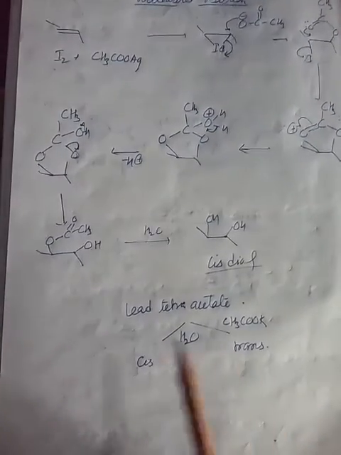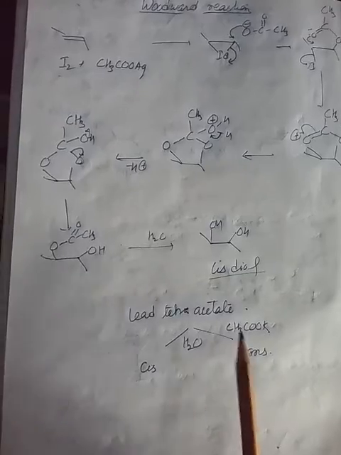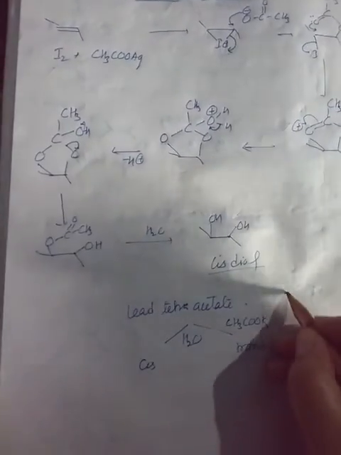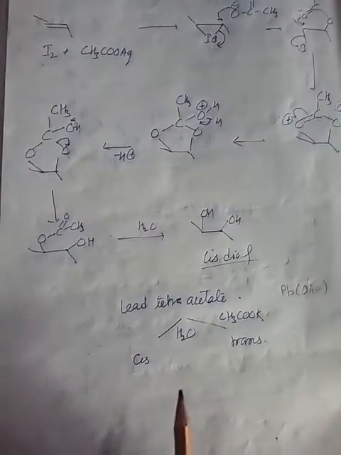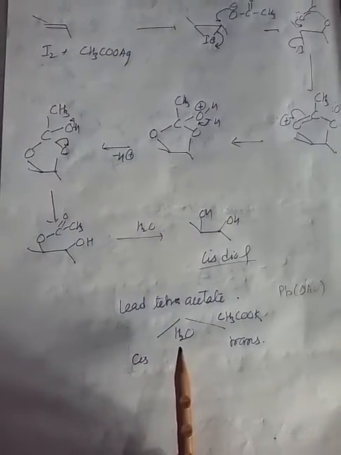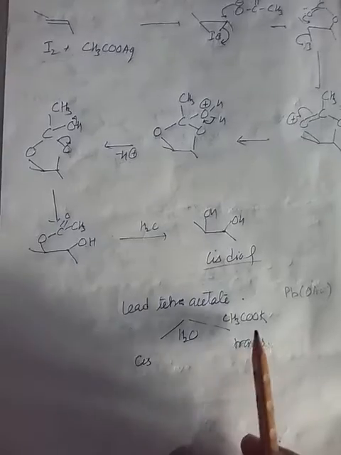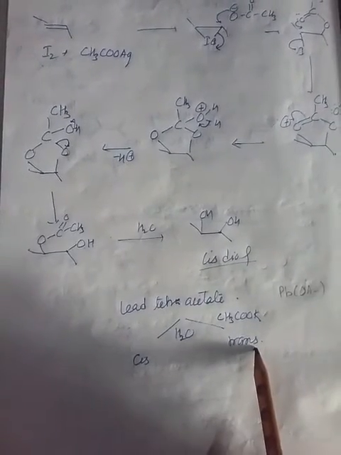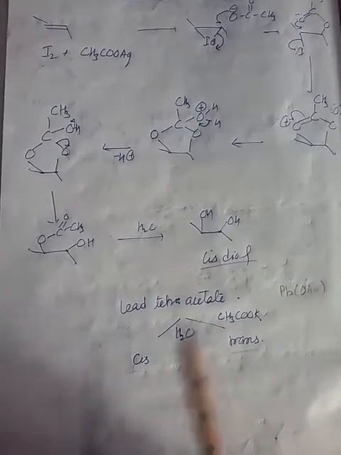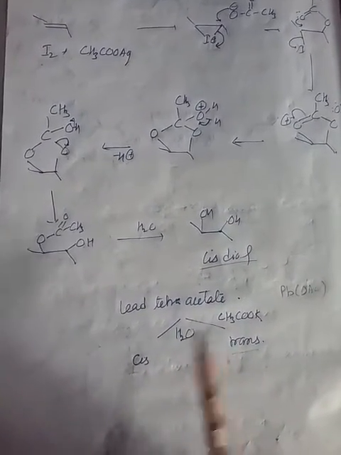Lead tetraacetate, Pb(OAc)4, also gives the same type of reaction. In water it gives a cis product, and in potassium acetate it gives a trans product, but this reagent lead tetraacetate is less selective than silver acetate.